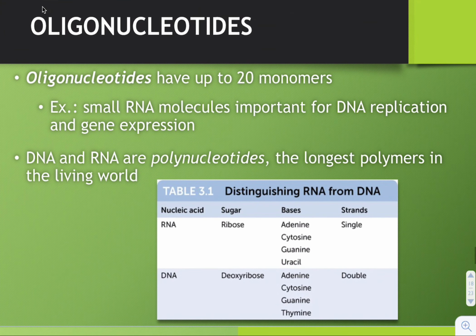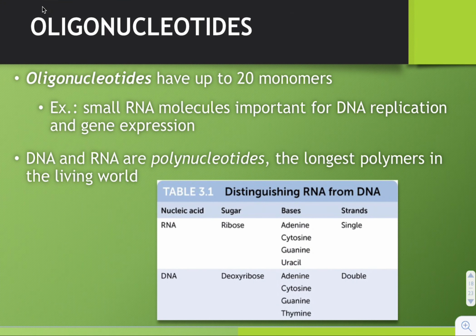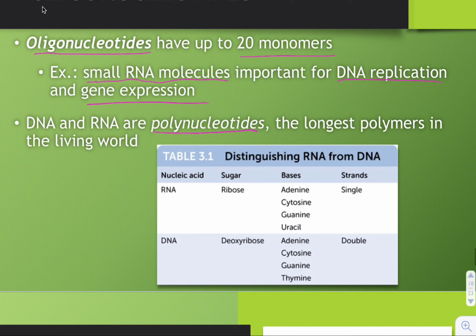We love these oligos, right? So now we have oligonucleotides. We had oligosaccharides, oligopeptides, and now oligonucleotides. Oligonucleotides have up to 20 monomers. An example of these are small RNA molecules, which you'll learn are important for DNA replication and gene expression. So we'll get back to those later on. DNA and RNA are polynucleotides and the longest polymers in the living world. Okay, fun fact.